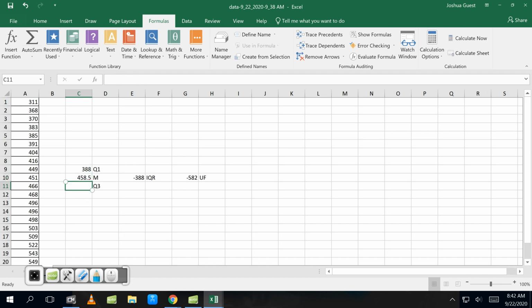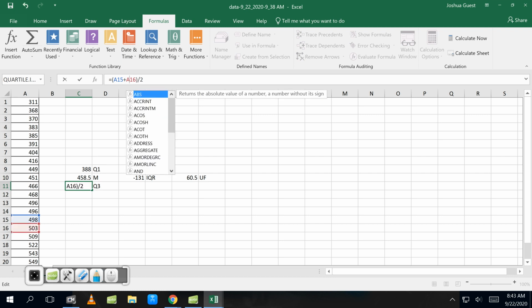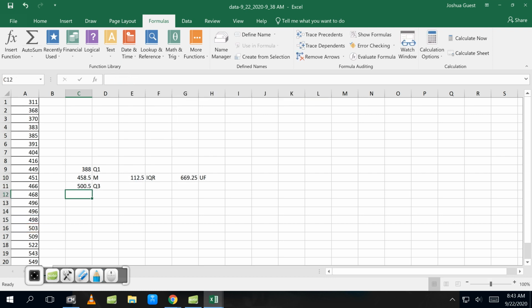And then same thing here, 11 through 20 is going to be 15 and 16, the fifth and the sixth elements in there. 15 and 16 is an even number, so it's going to equal A15 plus A16 divided by 2. And that didn't work. What did I do wrong? Oh, I just said plus 16 plus A16. So here's your Q1, your median, your Q3.